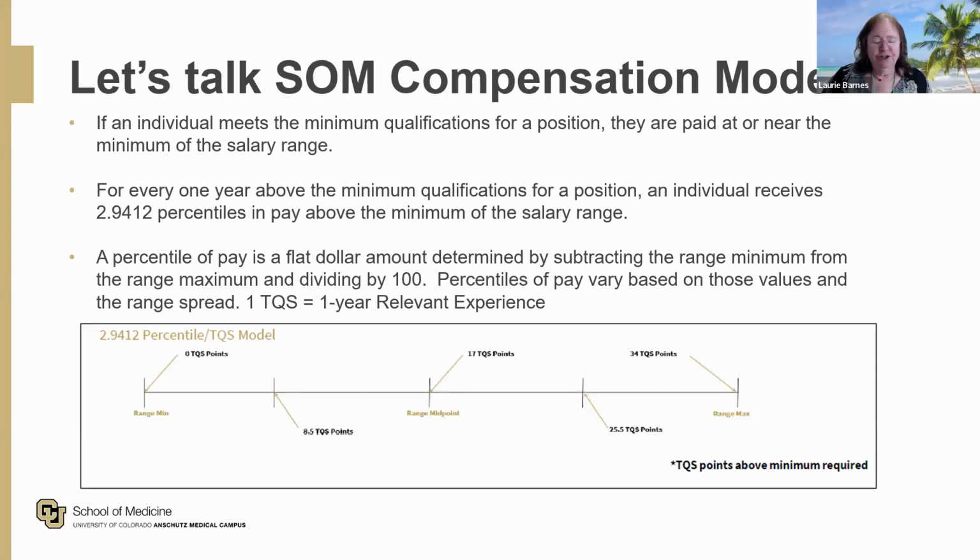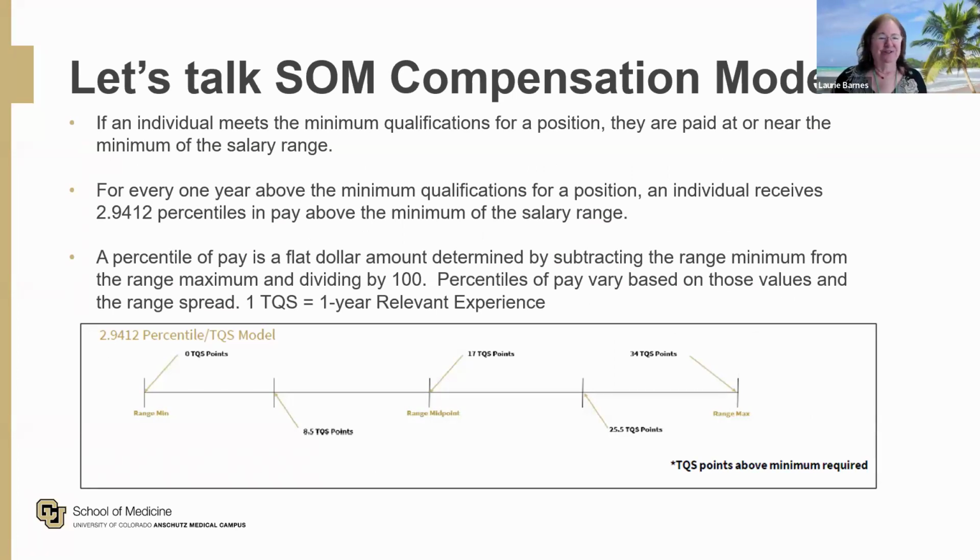So, as I mentioned earlier, if an individual meets the minimum qualifications for a position, they are paid at or near the minimum of the salary range. And I think a lot of you have seen that, especially with our entry folks in research services. If they're just coming out of school with a degree and no experience, you are almost 100% spot on with what your salary would be.